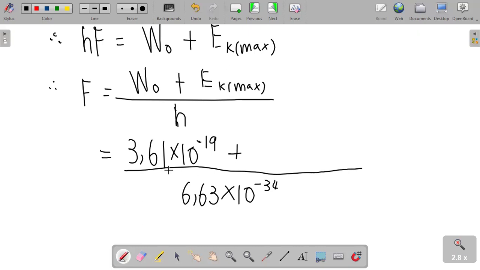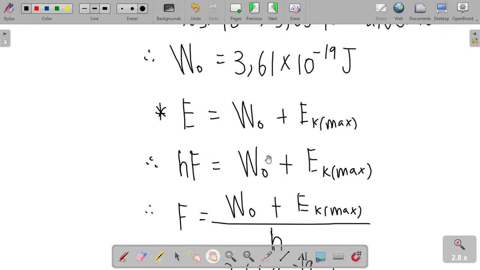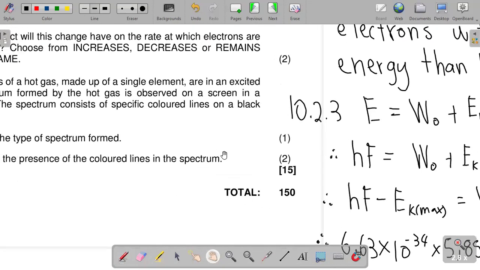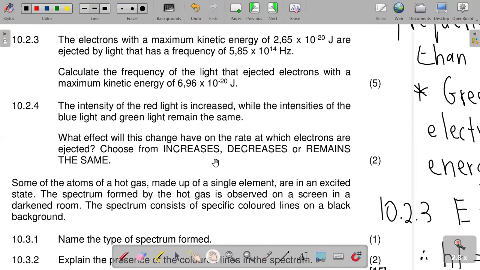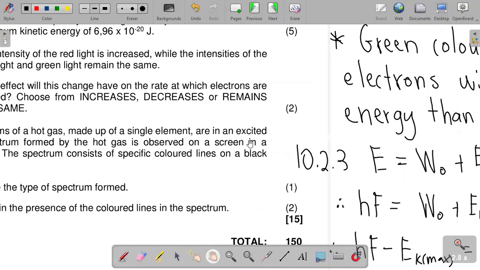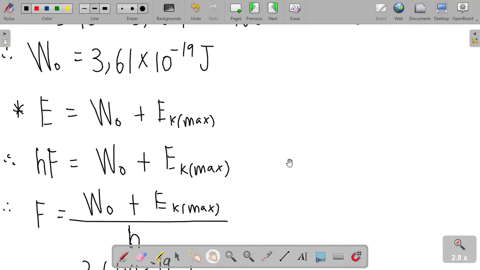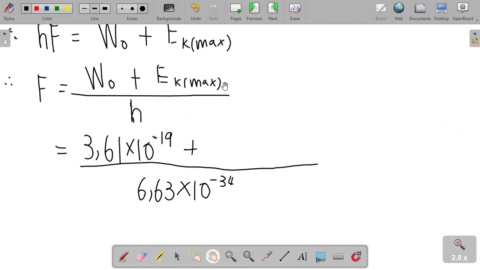And then the maximum energy now is for the other frequency of light. So calculate the frequency of light that ejected electrons with a maximum kinetic energy of 6.96 × 10^-20. So the kinetic energy changes here because the frequency has changed. So now it's 6.96 multiplied by 10^-20 equals.